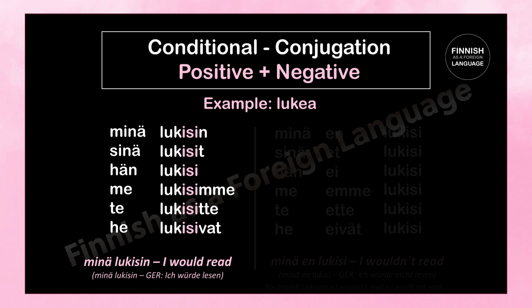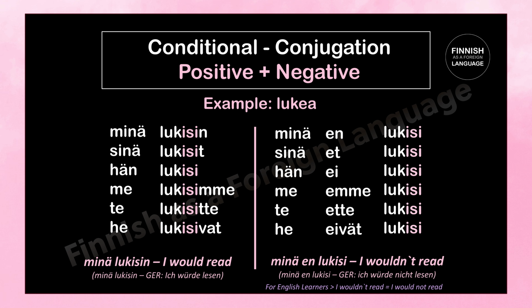Now the negative forms. Minä en lukisi, I would not read. Sinä et lukisi, you would not read. Hän ei lukisi means he or she wouldn't read. Me emme lukisi, we wouldn't read. Te ette lukisi, you wouldn't read, plural. And he eivät lukisi means they wouldn't read.